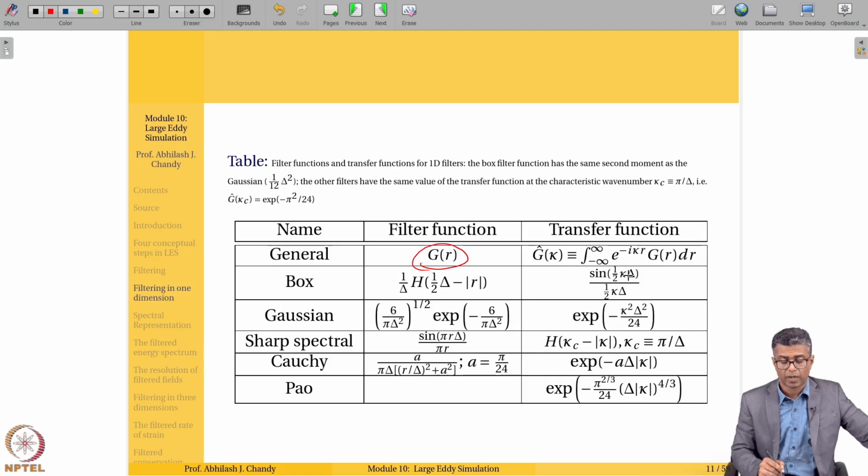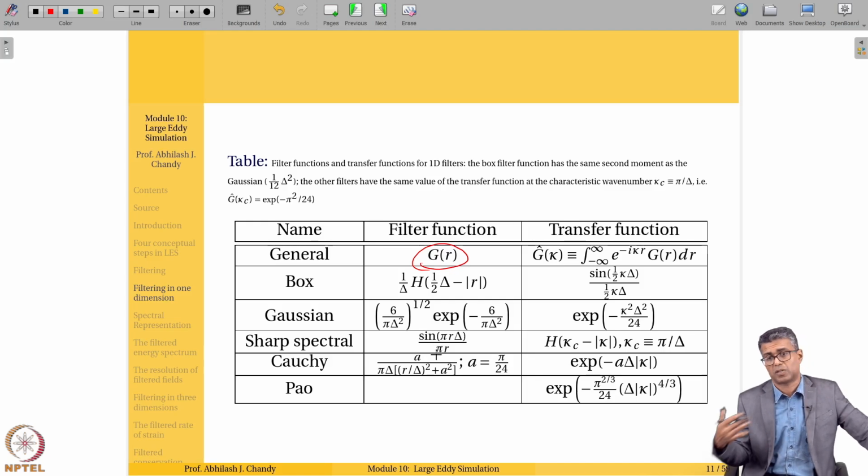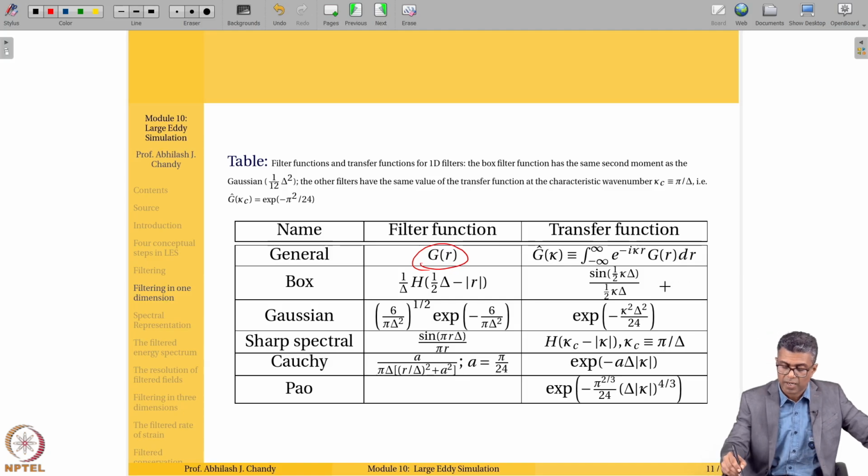And these are different filters. So you have a box filter, which is basically a Heaviside function in mathematics. And the equivalent transfer function is like a sinusoidal function. You have a Gaussian filter, which is also heavily used, described by a Gaussian function. And the transfer function is this exponential function here. You have a sharp spectral filter, which in physical space looks like a sine function, whereas in spectral space, it's a Heaviside function. So basically, it is the inverse of what you see here.